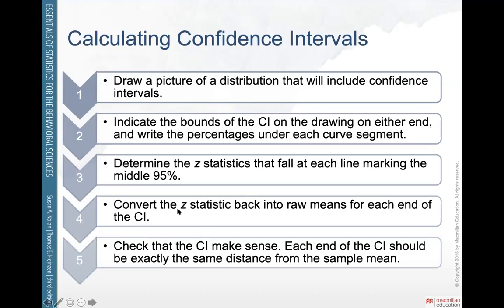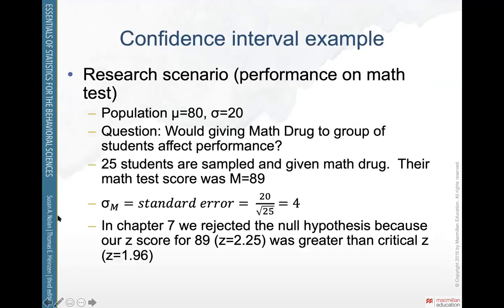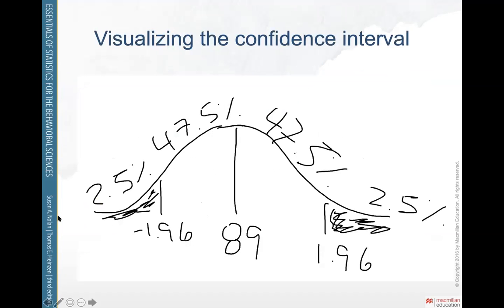And so it says here, convert the z statistic back into raw means for each of the CI. This is really the essence of what we're doing for confidence intervals. I think the textbook makes it a little bit more complicated than it needs to be. Really, the core thing we're doing for confidence intervals, once again, is assuming that the sample mean is the center of our distribution. And we have this z-score right here, and we have this z-score right here. Really all we're doing is transforming this z-score back into an x value, and transforming this z-score back into an x value. That literally is the confidence interval.